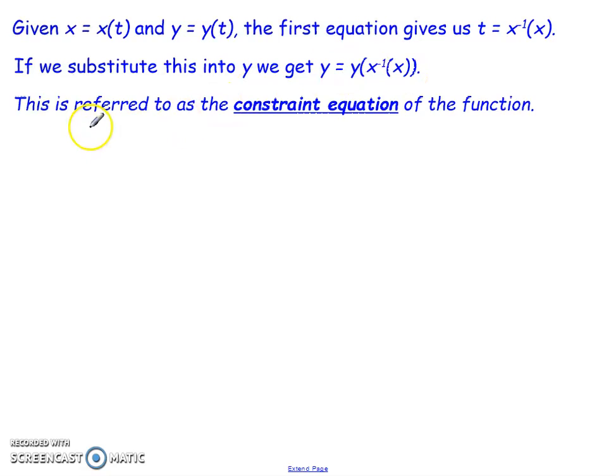So if we go back to the previous example, what I was given was x equals 4(1 plus t), and I had y equals 3(1 minus t).